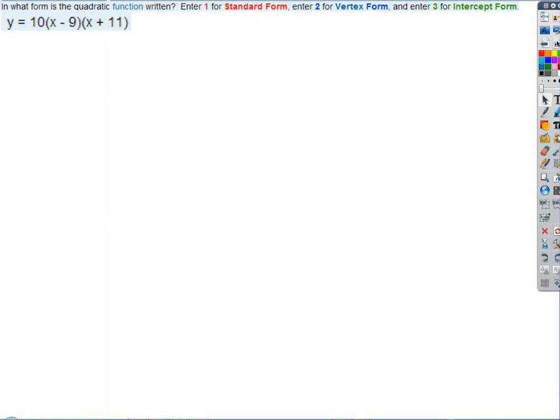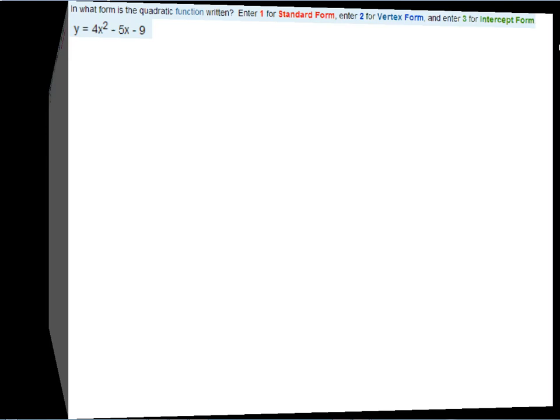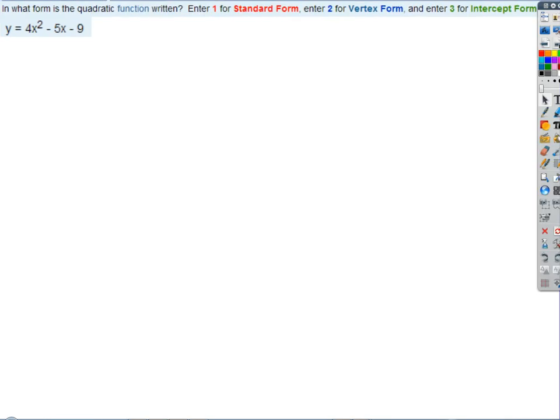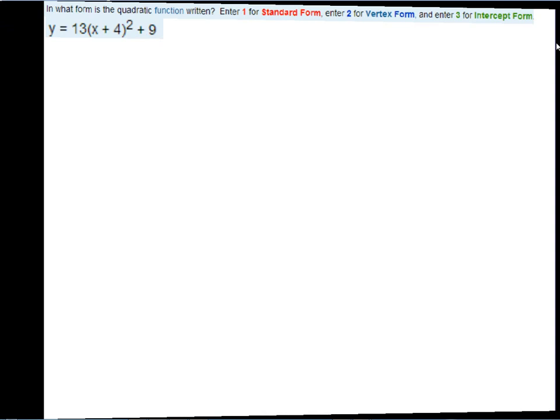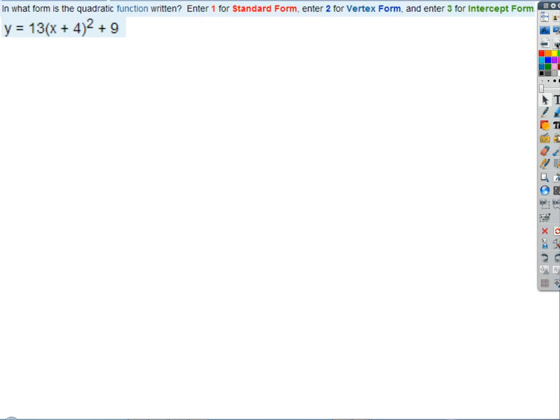How about this one? Intercept. Okay, clearly that's in intercepts form because it's factored. Everybody see that? Okay. How about that one? Standard form? Ax squared plus bx plus c, right? Yeah, standard form. Okay, how about this one? Vertex.